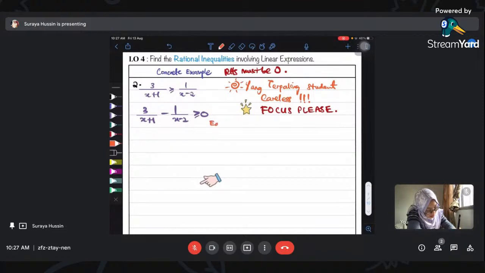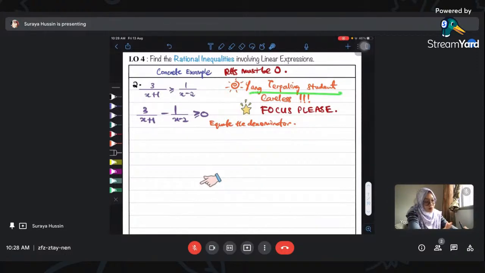And then equate the denominator. Oh, kenapa saya kata ini yang terpaling student careless? Focus please. Oh, I think I know. Because they love to cross multiply. Dulu waktu saya mengajar modul 2, ramai yang macam confidentnya cross multiply. Tapi tidak, bukan macam tu. Sebab tu saya cakap dari awal lagi, 2.2 tak boleh cross multiply langsung.